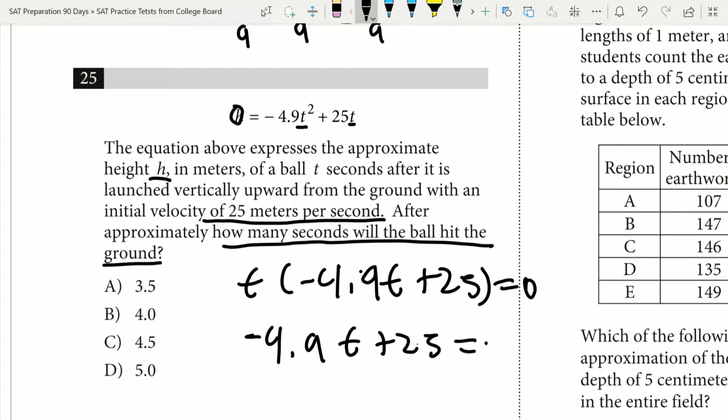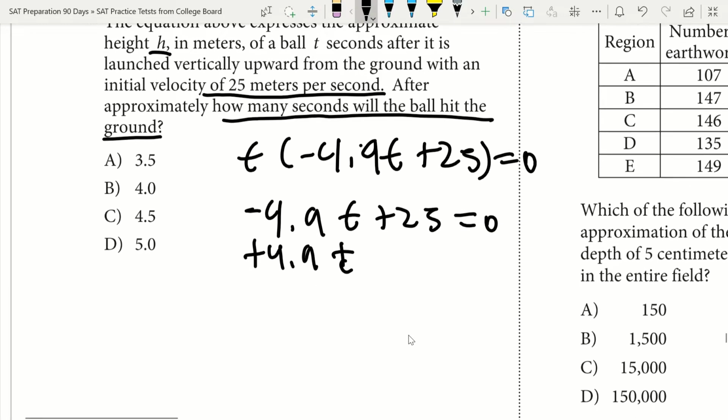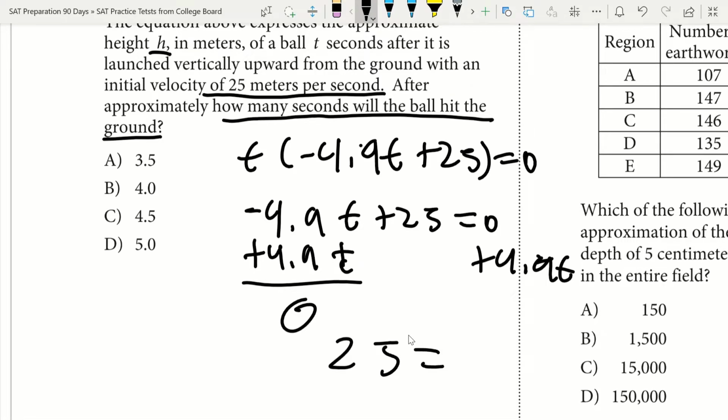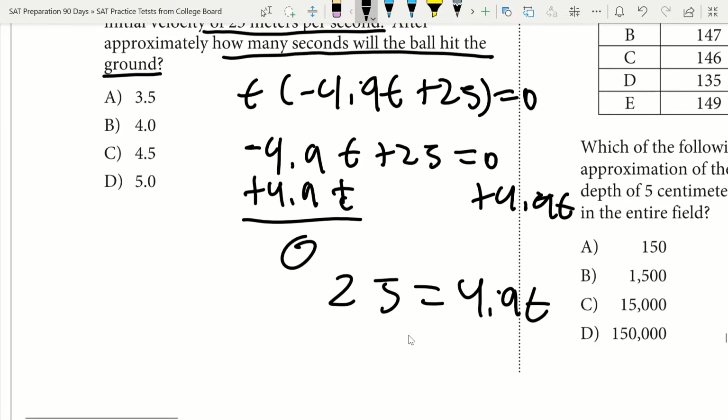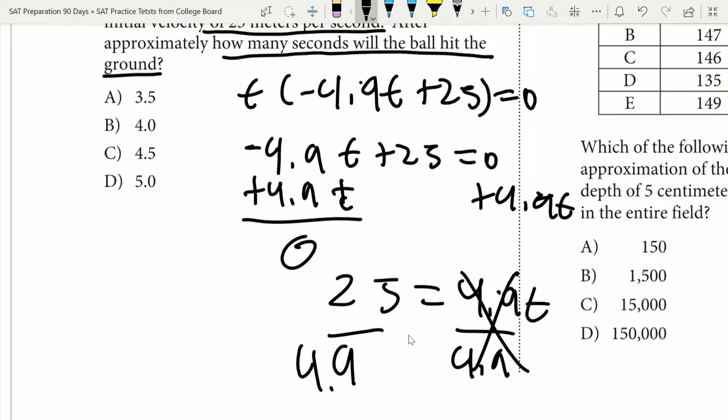Then we'll have negative 4.9t plus 25 equals 0. We'll add 4.9t to each side. That way we can get a positive coefficient, right? We add that, that's going to cancel out, so we're going to get 0 there. We add 4.9t to this side, and we're going to have 25 equals 4.9t. We divide each side by 4.9, and we see that t is going to equal 25 over 4.9.